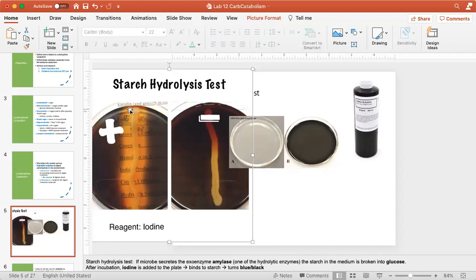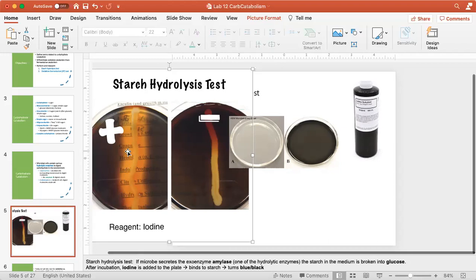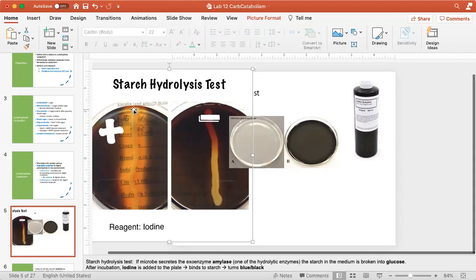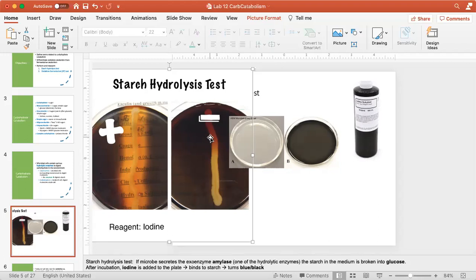And the amylase broke down the starch that's right around the cells. What did it break it into? It broke it into glucose, because that's what starch is made out of. So if I were to take a little chunk of the agar off this plate where it's clear, if I were to take a chunk of the agar and analyze it, it would be loaded with glucose. There's starch out here, there's starch out here, but there's no starch around the line of cells because it's been broken down into glucose.